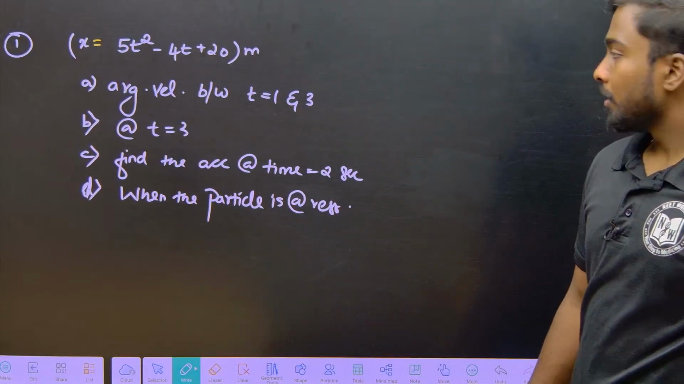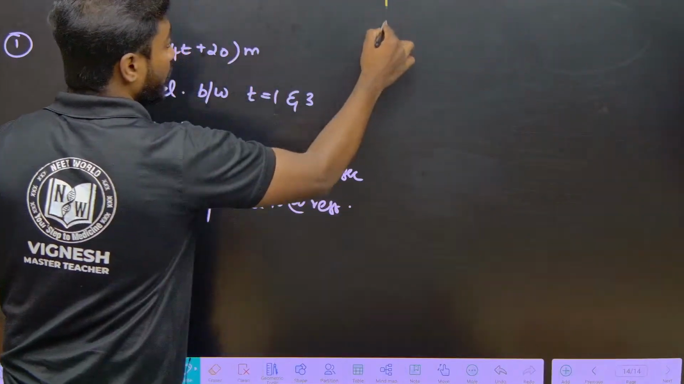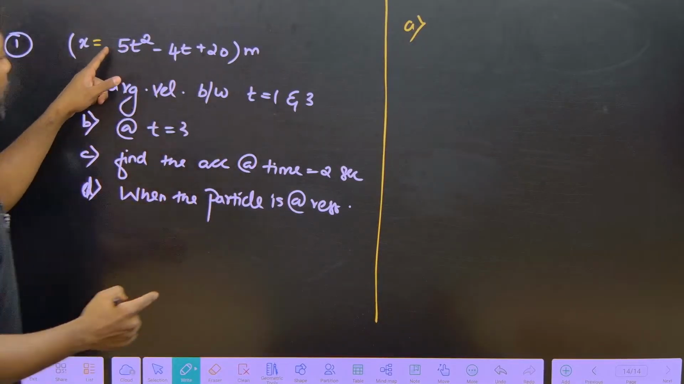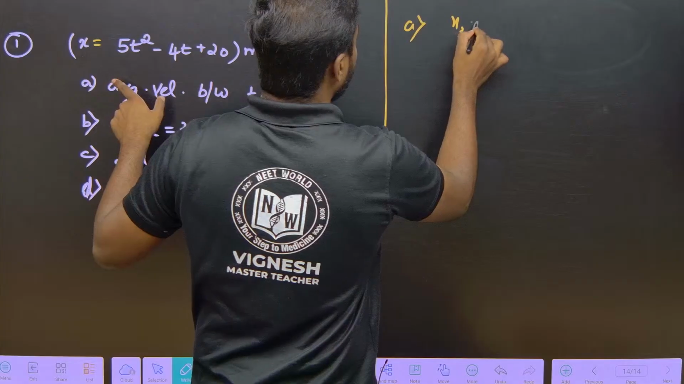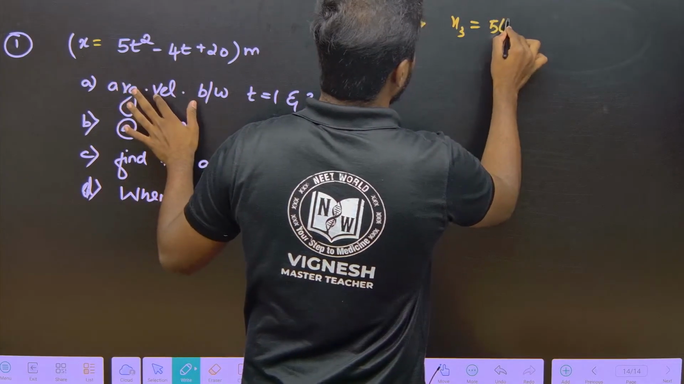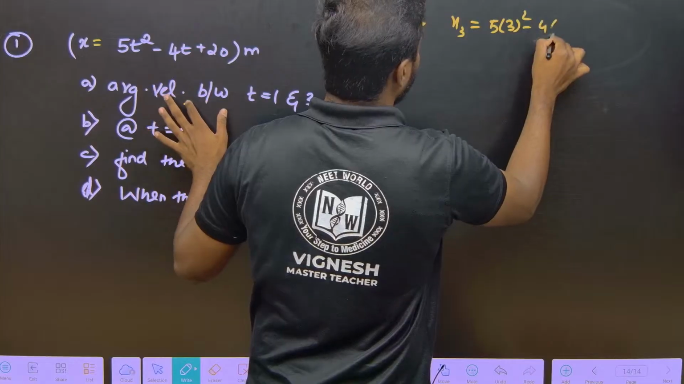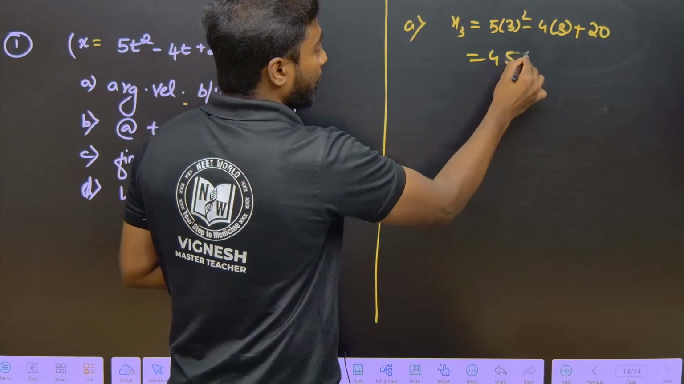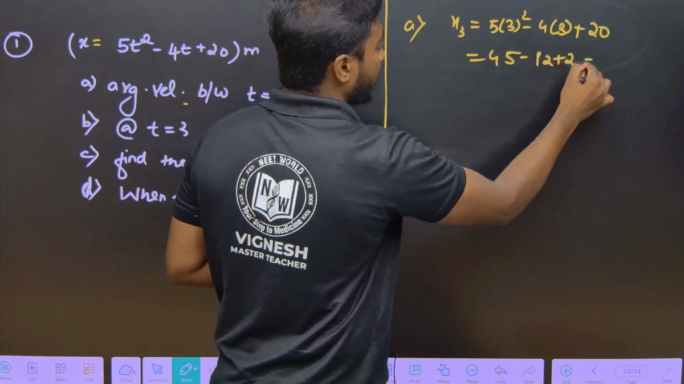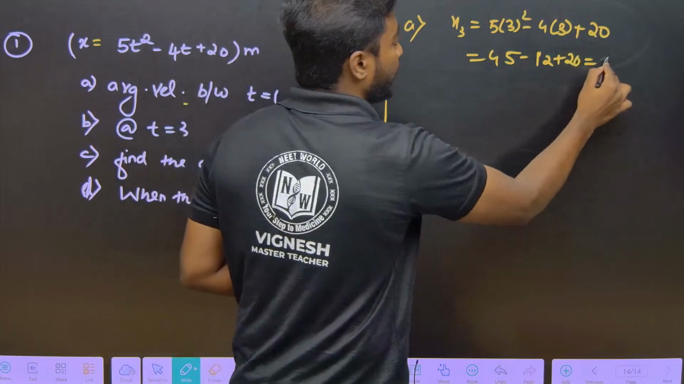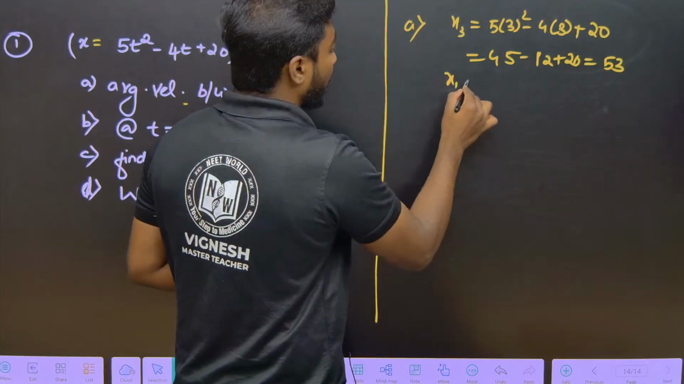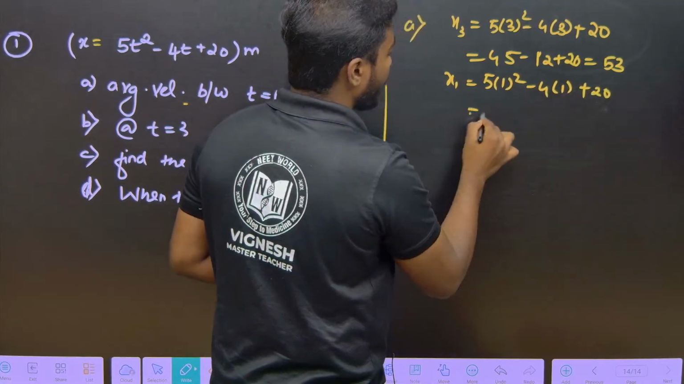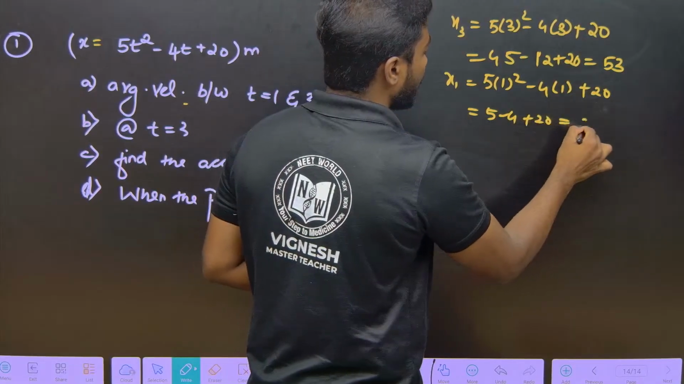Completed? So what is the answer for the first question? First I need to substitute the values 3 and 1. x3 equals 5 into 3 squared minus 4 into 3 plus 20, which is 45 minus 12 plus 20, which equals 65 minus 12, 53. x1 equals 5 into 1 squared minus 4 into 1 plus 20, so 5 minus 4 plus 20 equals 21 meter.